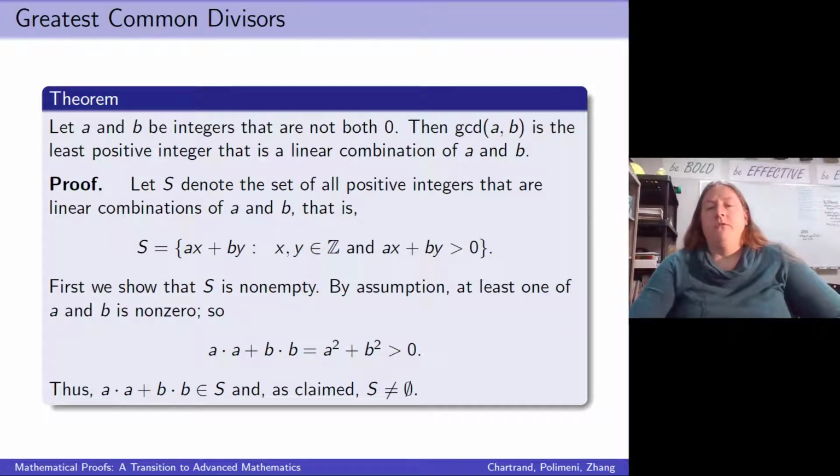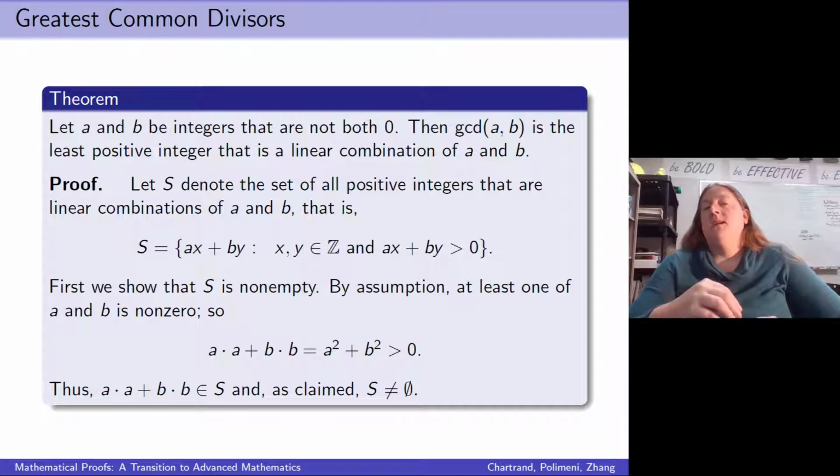So we're going to go through the proof of this. We're going to make a set of all the positive integers that are linear combinations of a and b. So we'll call this set S, and it's this collection of integers that are linear combinations. So the first thing that we need to know is that there actually are elements in S. Well, remember, we're looking for all the positive integers that are linear combinations. So we need to show that there is a positive linear combination of a and b.